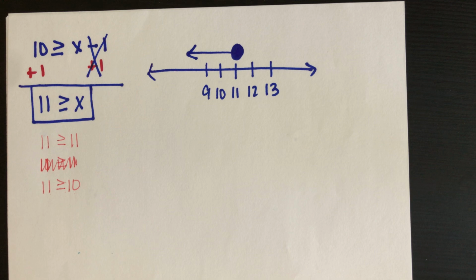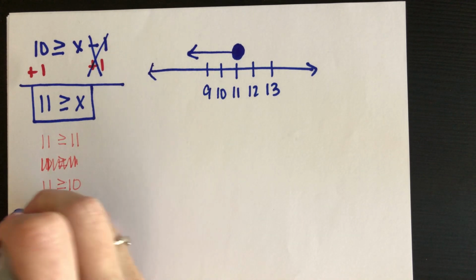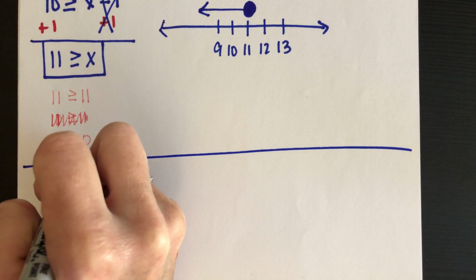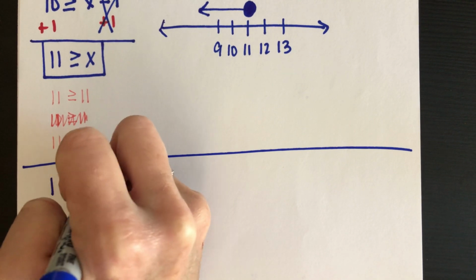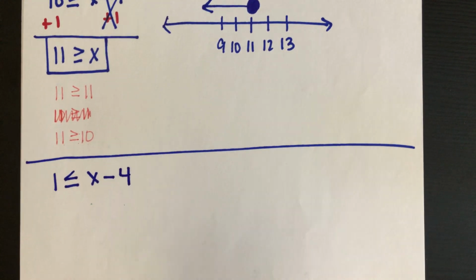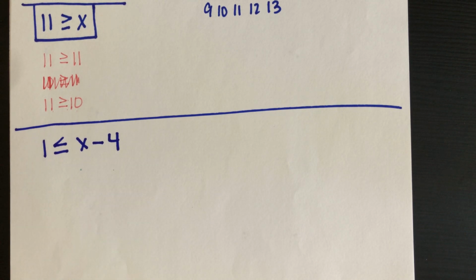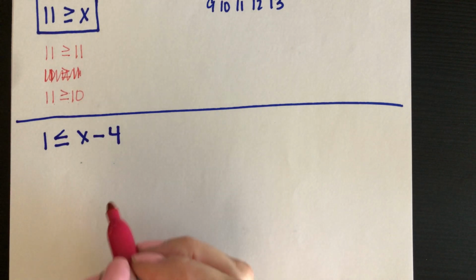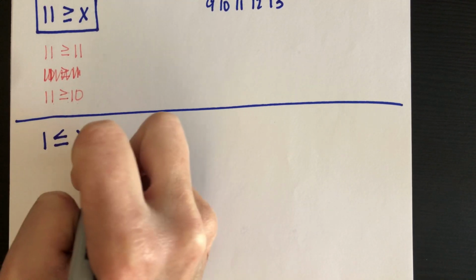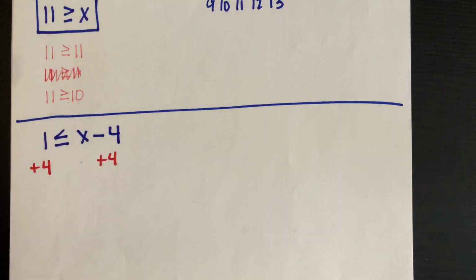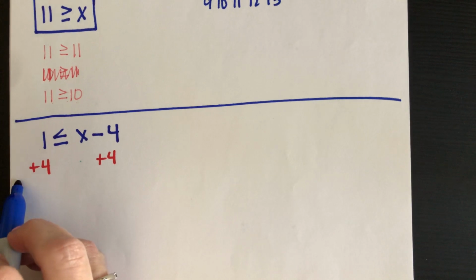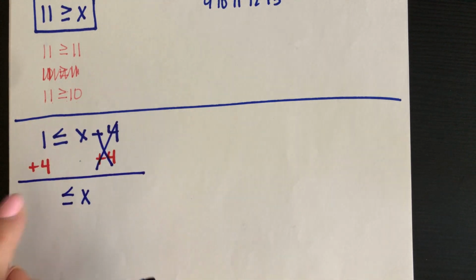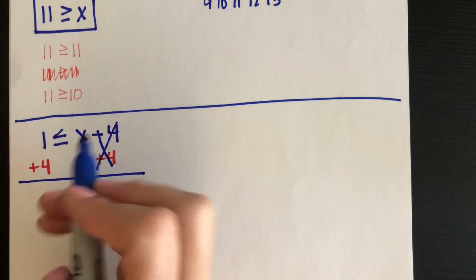Let's try another one. 1 is less than or equal to x minus 4. Again, we have our x on our right side. We need to get that alone. So since I'm subtracting 4, I'm going to go ahead and add 4 to both sides. These cancel out. X, and then 4 plus 1, or 1 plus 4, is 5.